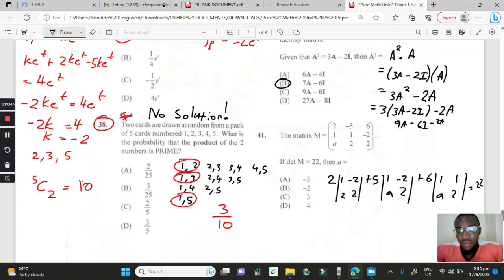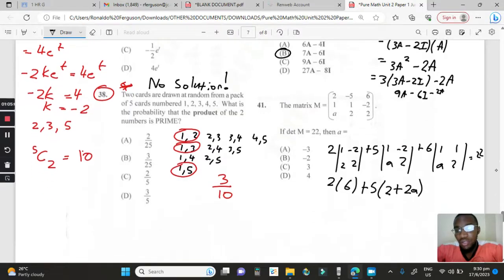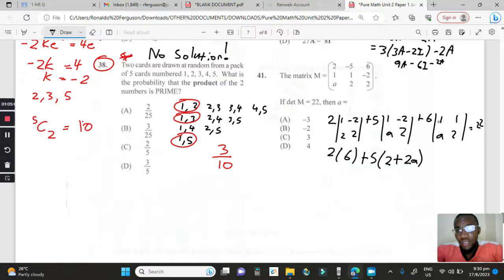1 times 2 is 2, then minus and minus is plus. So 2 plus 4 is 6. It's 2 times 6 plus 5 times, this is now 2 plus 2a. Then over here now, let us scroll down. And over here now, this is 2 plus 6 times, this is now 2 minus a, equal 22.